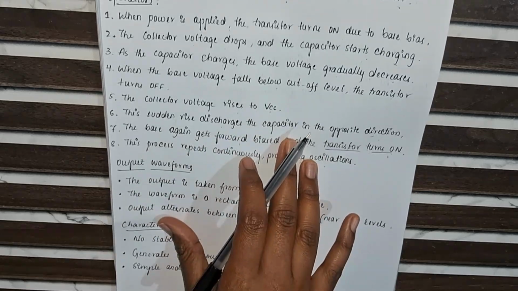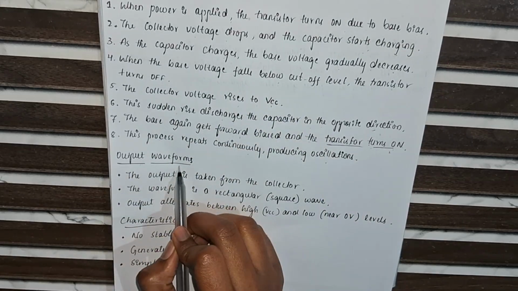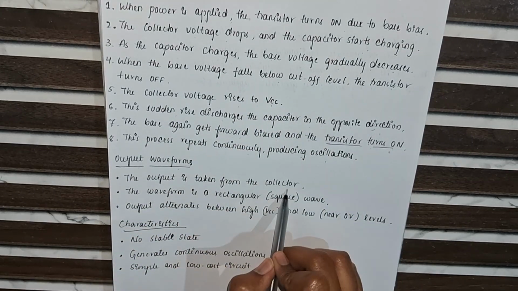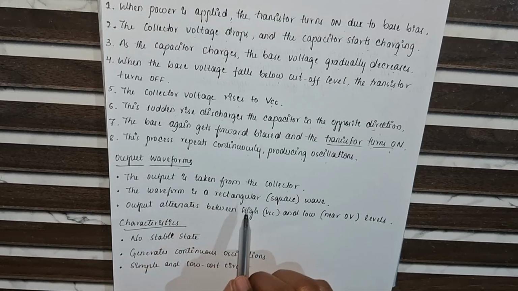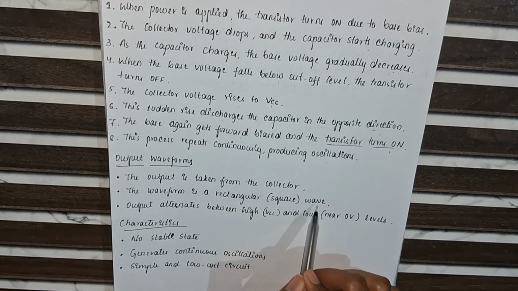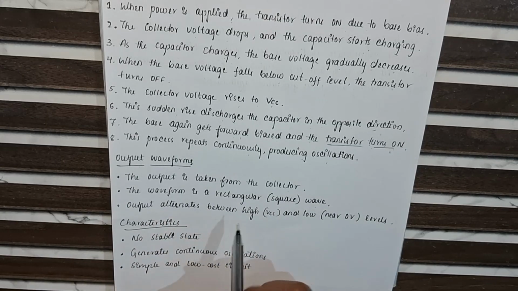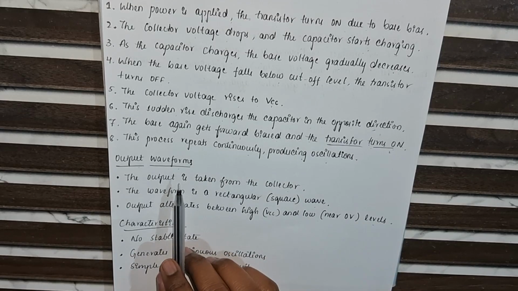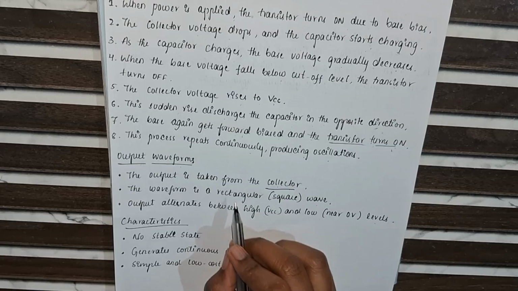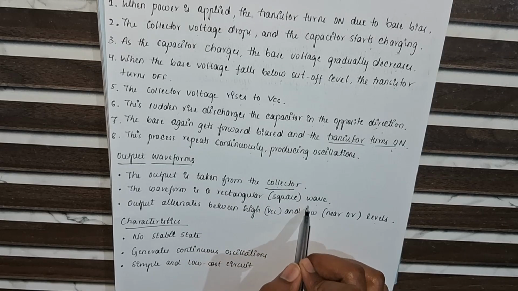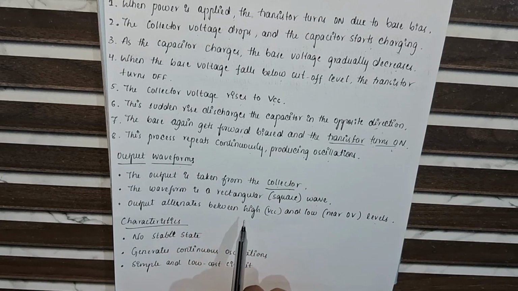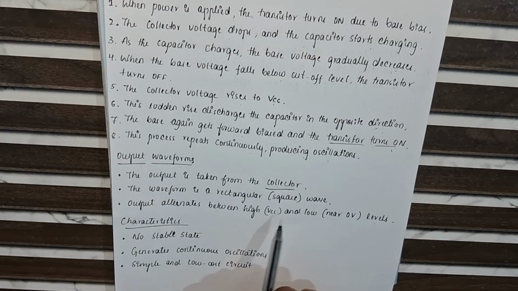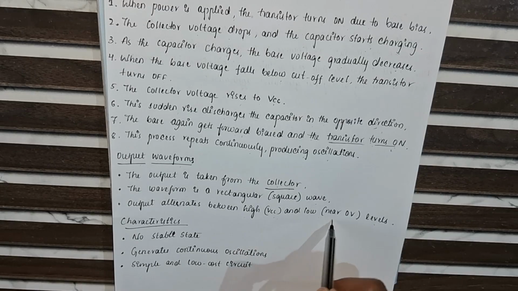Next we will see the output waveforms. The output is taken from the collector. The waveform is a rectangular or square wave. The output alternates between high and low levels. If it is high, the transistor is off. If it is low, the transistor is on.